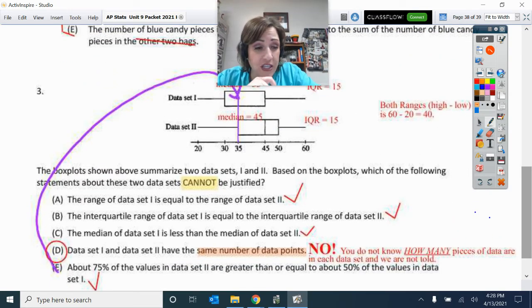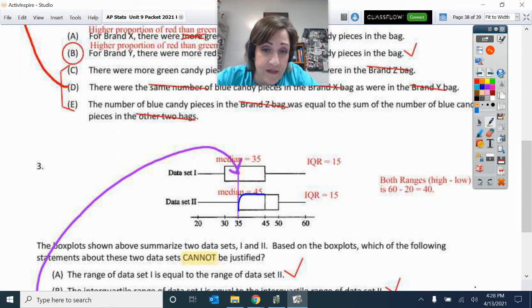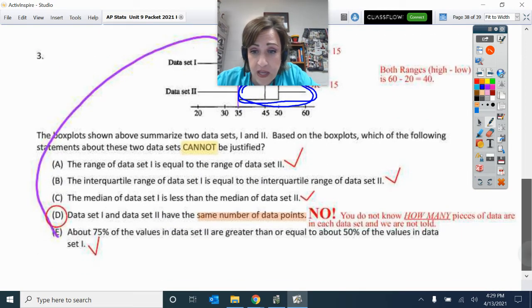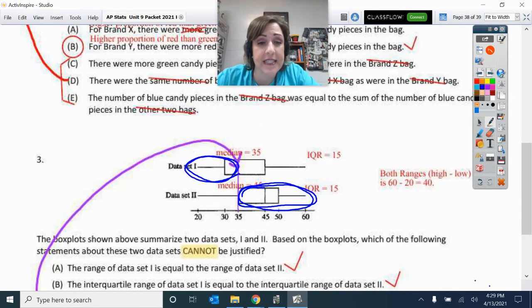And we'll go ahead and take a look at E. E is comparing the 75%. So this is 75% of data set 2 is above this bottom 50% of data set 1. Yes. So again, this is your recognition of what's in the quartiles.